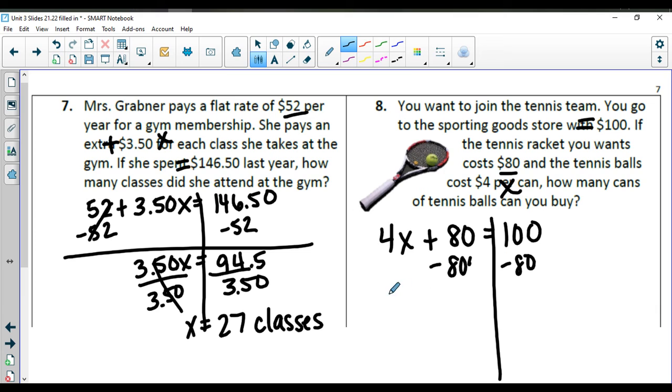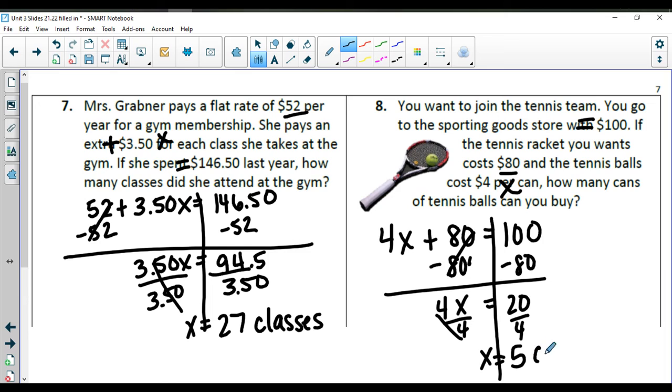So I'm going to subtract that 80 from both sides. 4X is equal to 20. So I'm going to divide through by 4. And I get X equals 5. And remember, X represented how many cans of the tennis balls. So we would say 5 cans of tennis balls.